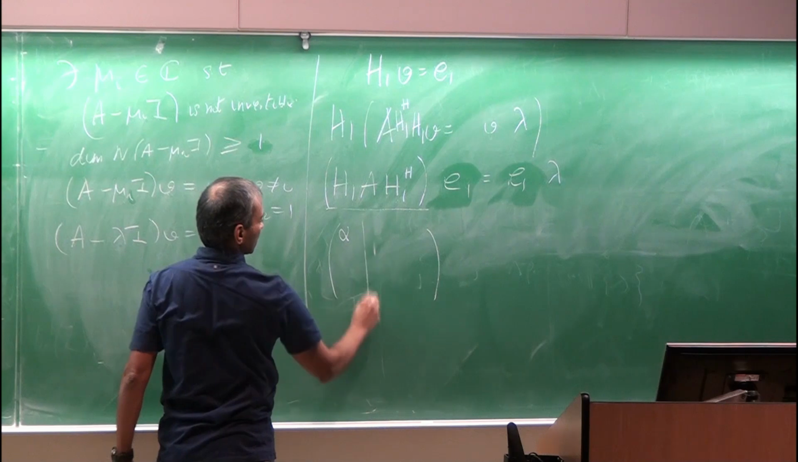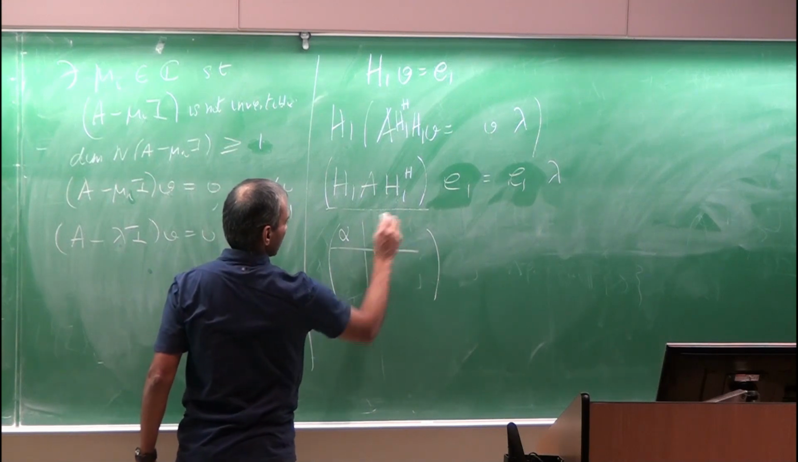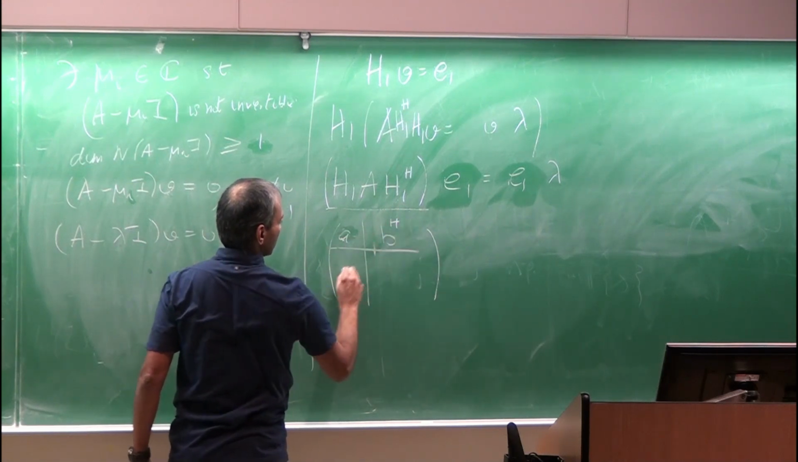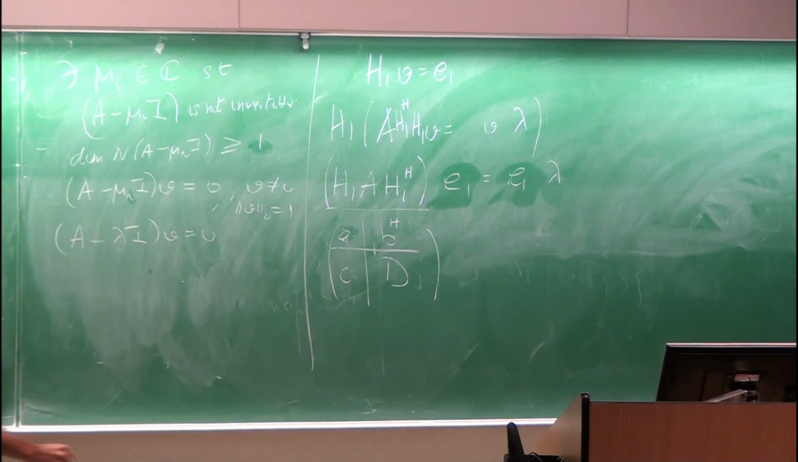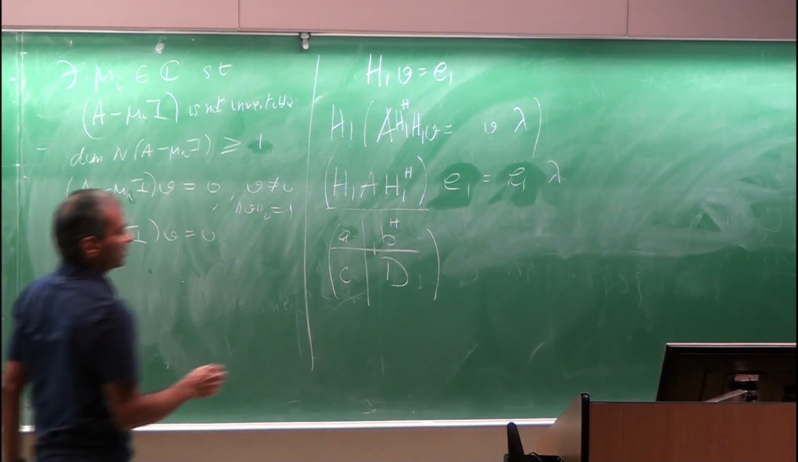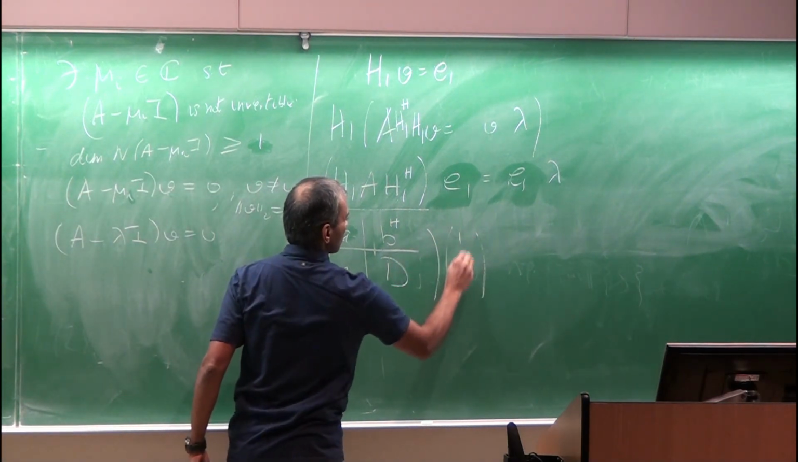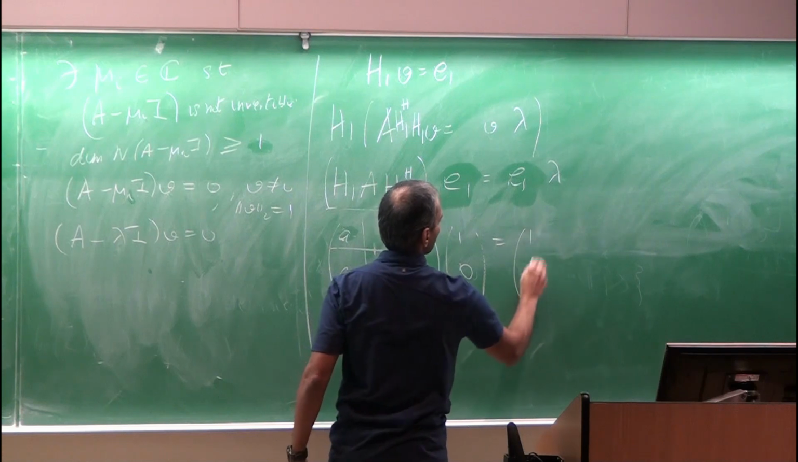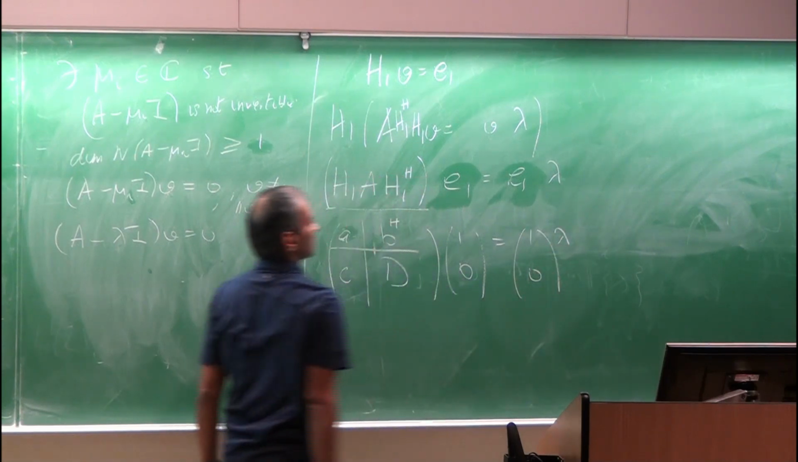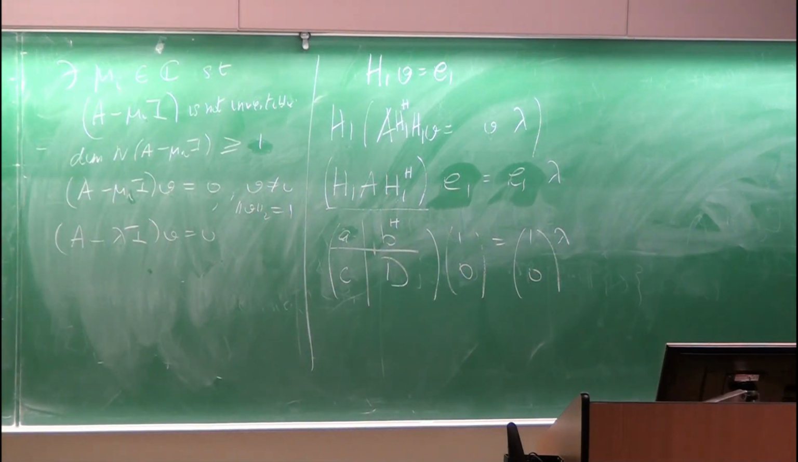Let's partition it like this: alpha. Let's call it A, B^H, C, and D, like before. So A is a number, B is a row or column, C is a column, right? And we partition e1 conformally, 1, 0, and on the right-hand side we have 1, 0 times lambda. Right? The proof is the same as block LU, SVD, QR, right? They all go through this.